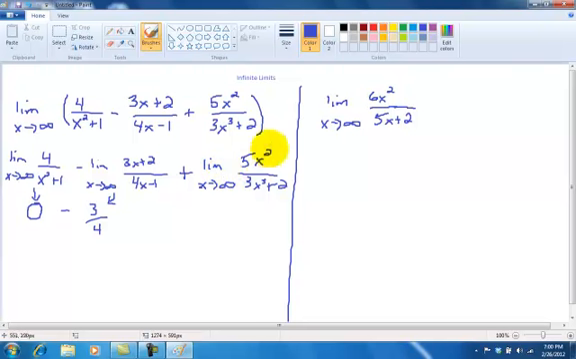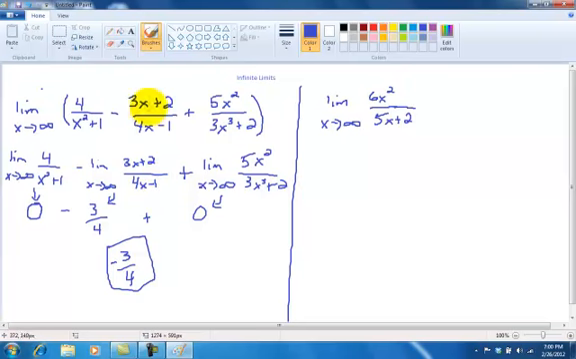Plus, if you look here, 5x squared, 3x cubed. Cubed is bigger than squared, so the denominator is bigger again. So this one goes to 0 as well. And then you add 0 minus 3/4 plus 0, which is negative 3/4. And that's the answer to our original problem. That's it. Alright, just break them up into these different problems.